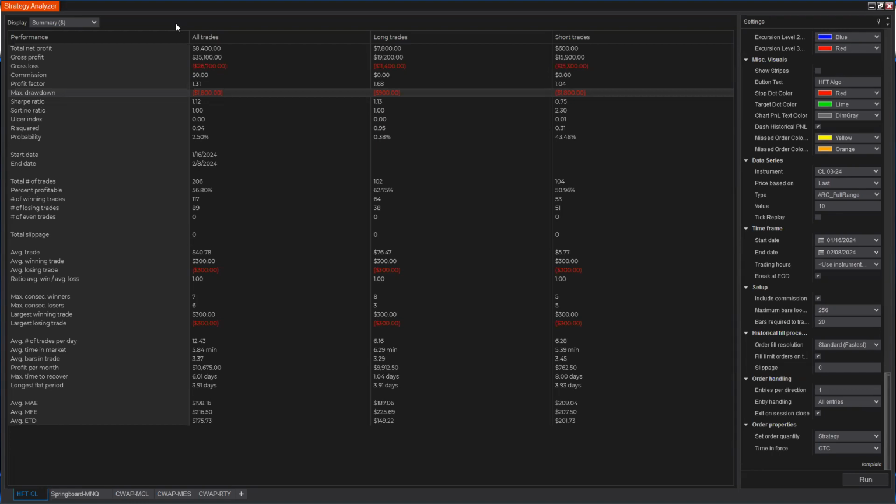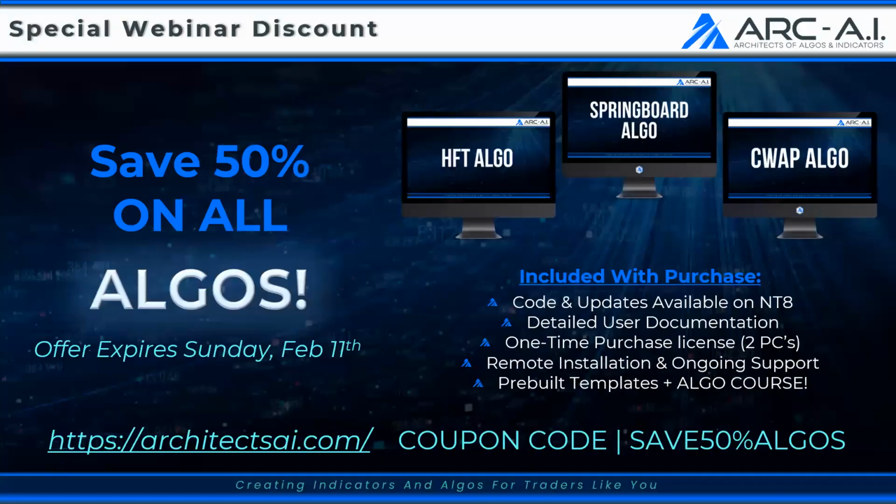CWAP is a trending algo. It's trading off of pullbacks. Springboard is a capitulation algo with a breakout. HFT algo is trading order flow with confluence, or however you decide to do it. Okay, so you get to decide how you want to run it.